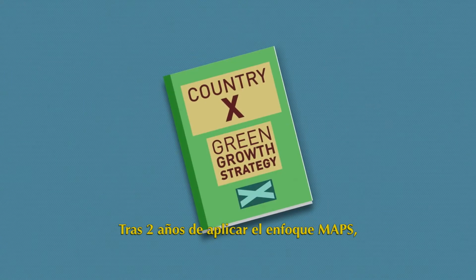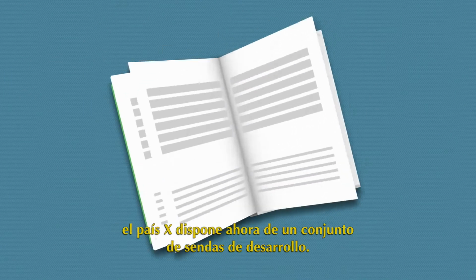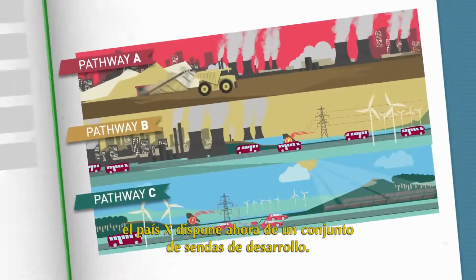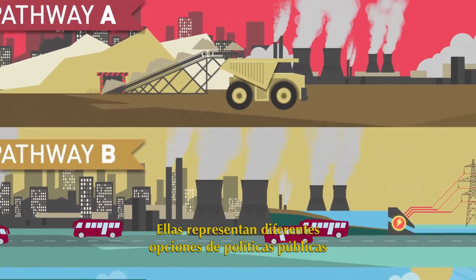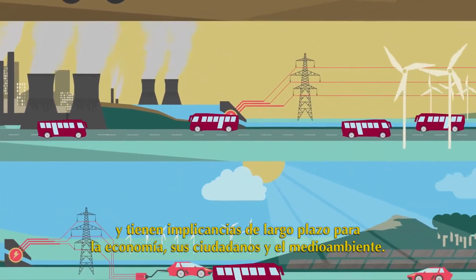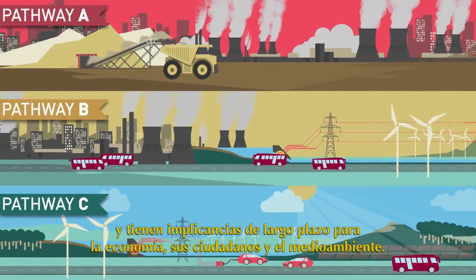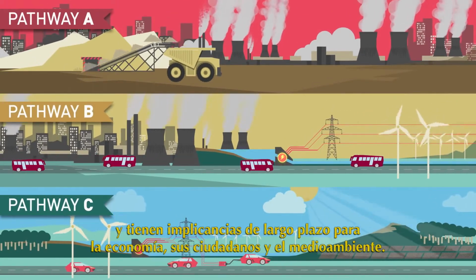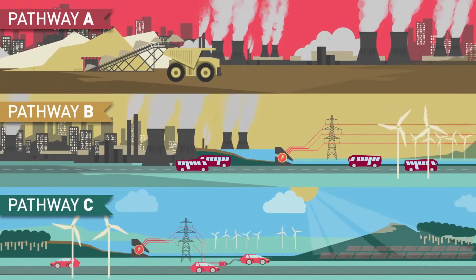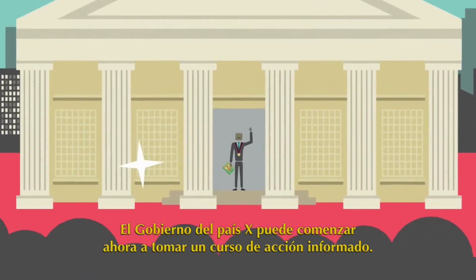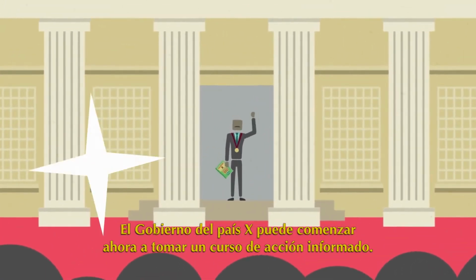At the end of the 2-year MAPS process, Country X has a set of development pathways. These show different policy options and their long-term implications for the economy, its citizens, and the environment. The government of Country X can now start taking informed action.